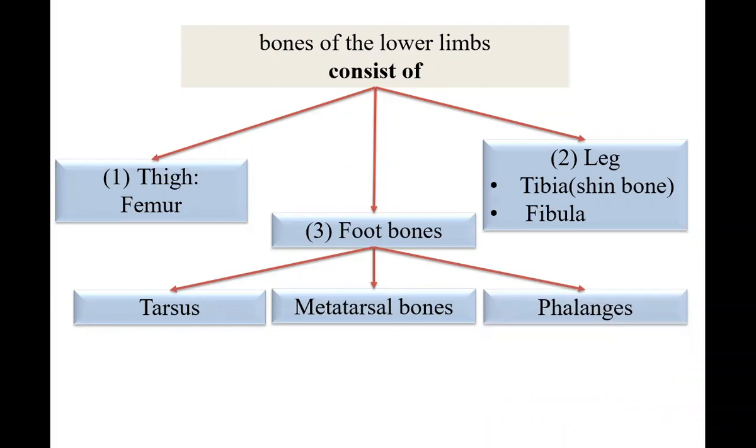In case of the thigh, there is only one bone, just like in case of the arm, there is only one bone called the humerus. In case of the thigh, there is a big single bone called the femur. Then, in case of the forearm, we had two bones, radius and ulna. Similarly, in case of the leg, we have two bones. One is called the tibia, and the other bone is called the fibula. Tibia and the fibula, these are the two bones.